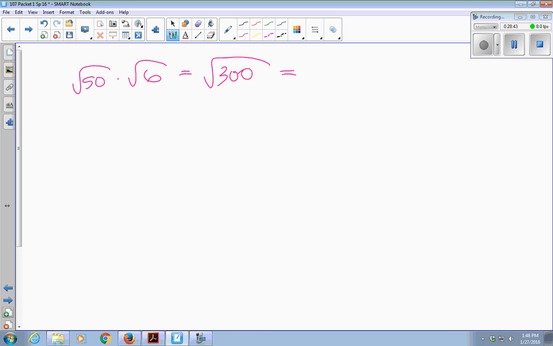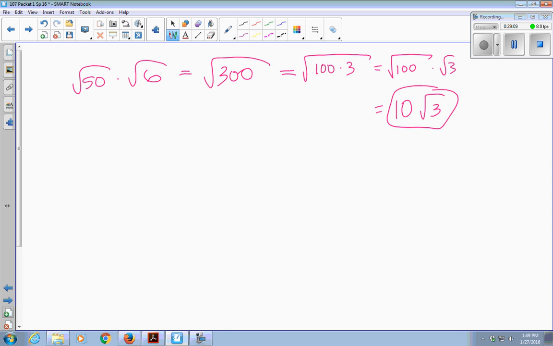Perfect square numbers. 10's not a perfect square. 100. Yeah, I think you're thinking 100. So I could rewrite 300 as 100 times 3. Break that into 2 square roots. And then the square root of 100 is 10. And square root 3 can't be simplified, so you just get 10 square root 3.